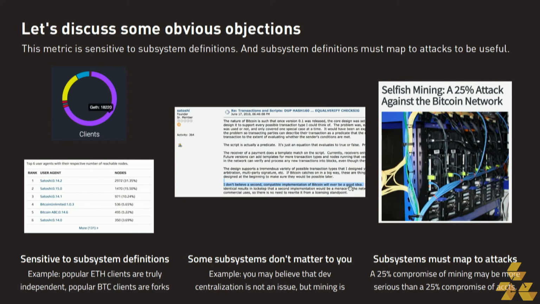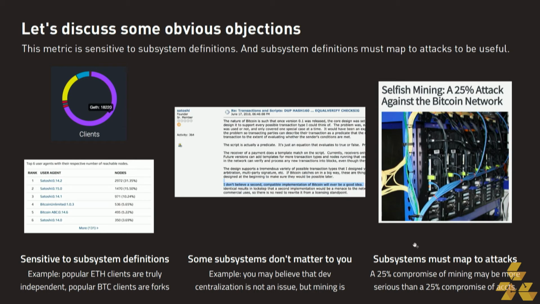Number 2, someone may argue, for example, here's Satoshi saying, I don't believe a second compatible implementation of Bitcoin will ever be a good idea. So a Bitcoin partisan may argue, having 1 client is not a bad thing. Fine. Okay, so that's the second kind of thing. If you want to throw out a particular subsystem, okay. If you don't consider that something that is a centralization bottleneck, if you consider that a necessary evil, go ahead. You may think dev centralization is not an issue, but mining is. Again, at least we can start making this quantitative. You throw out that row of the table.